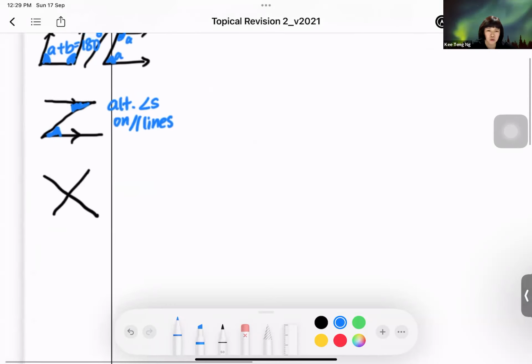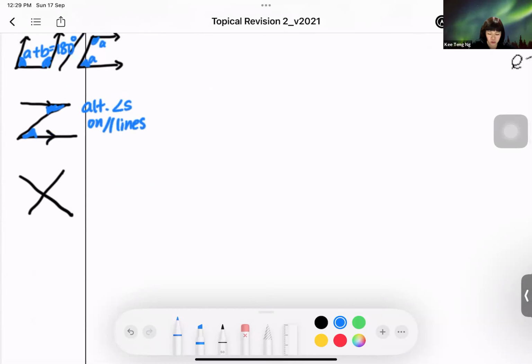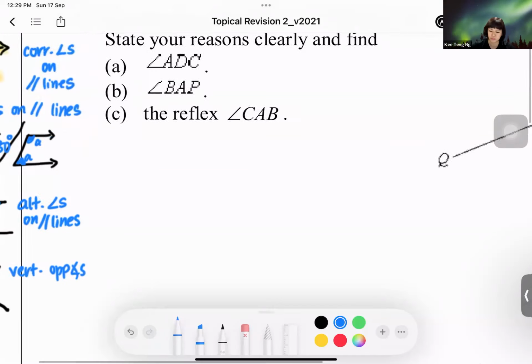Last but not least, this one is also quite popularly used and it's quite simple. If you have two straight lines that cut across each other, they are vertically opposite angles. So this one is not on a pair of parallel lines. As long as the two straight lines cut each other, you get a pair of vertically opposite angles. Of course, you have other types of angles like adjacent angles on a straight line, angles at a point. These are the few that you also need to remember.